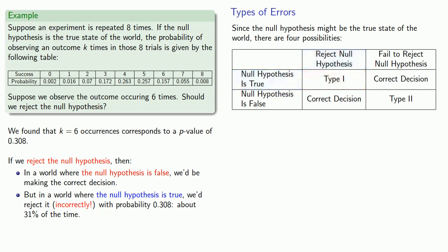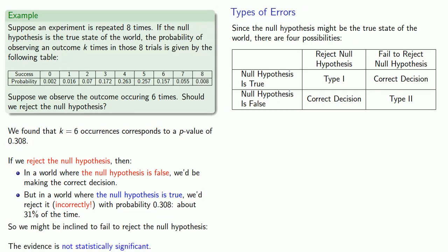And so here's where we have to make that tough decision, which is ultimately based on the consequences of making an error. But as a general rule, this probability, 31%, is high enough that we might be inclined to fail to reject the null hypothesis. And we might say that the evidence is not statistically significant.